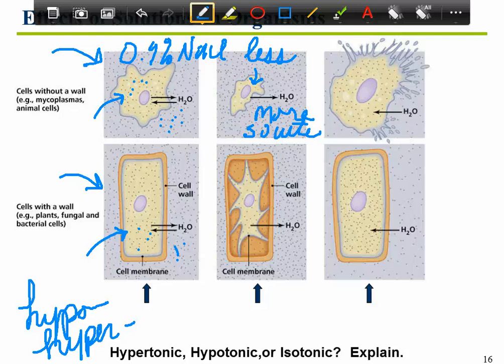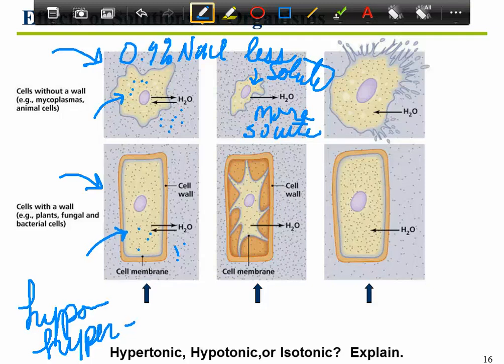Because in the area where you have less solute inside the cell, you're going to have more water. And out here where you have more solute, you're going to have less water. So water is moving down its own water concentration gradient, but it's moving up the solute concentration gradient. Third, you can say it a third way: water osmoses from a hypotonic solution towards a hypertonic solution.